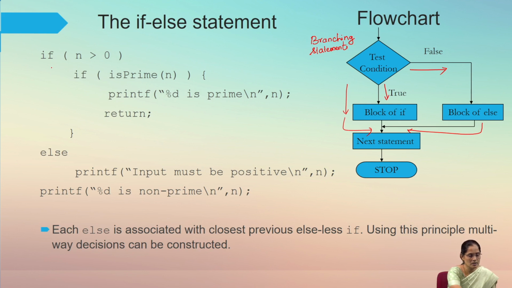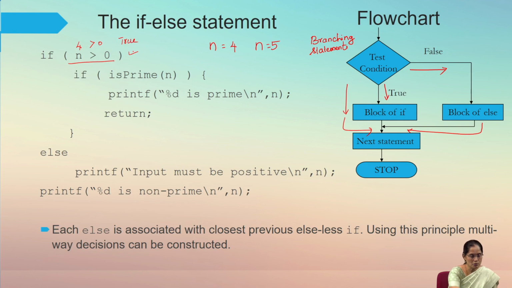Let us take an example: if n > 0. The n value can be user defined. I will take n as value 4 the first time and n as value 5 the next time. When I take n value to be 4, it checks the condition n > 0. Yes, 4 is greater than 0, so this condition becomes true.